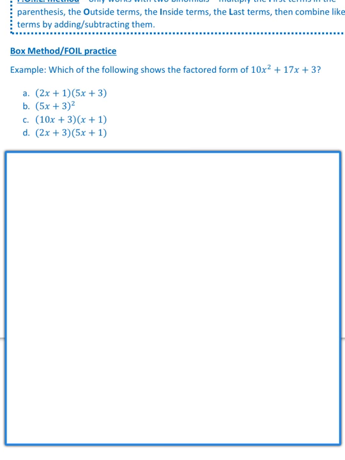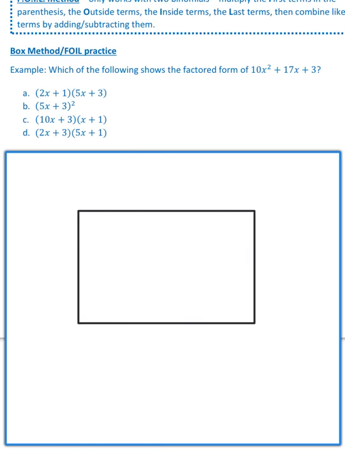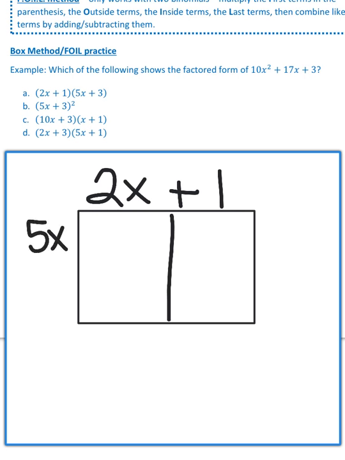So the very first thing we do is actually just draw our box. And now I'm going to try letter A. So I'm going to write 2x plus 1 on the top. And where I see that plus sign, I'm going to draw a line down. And then I'm going to take 5x plus 3 and write it on the side. And then I'm going to draw a horizontal line to represent the separation of those two terms.